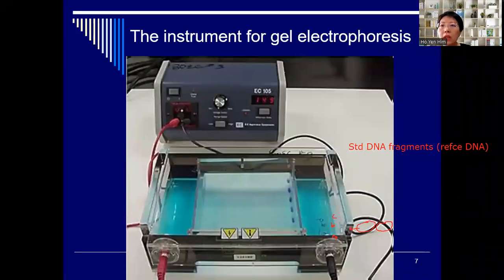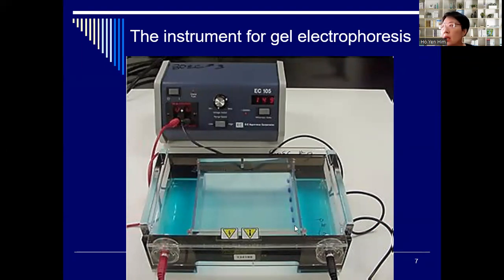This is an actual instrument that is usually used in the lab. Even in our university, they use exactly the same apparatus to run gel electrophoresis. In the degree program, they use this one. If you've got the opportunity, you may want to join their workshop so that you can see how this is done. What you can see here is a gel right at the center with the wells.